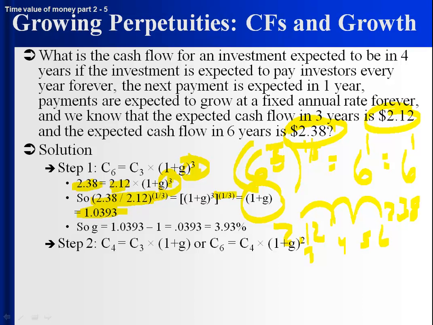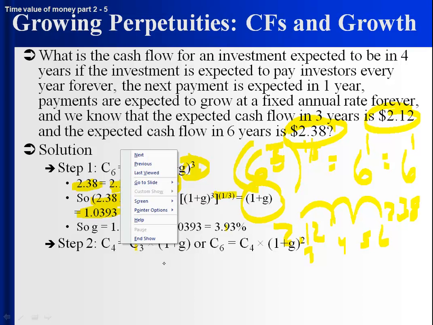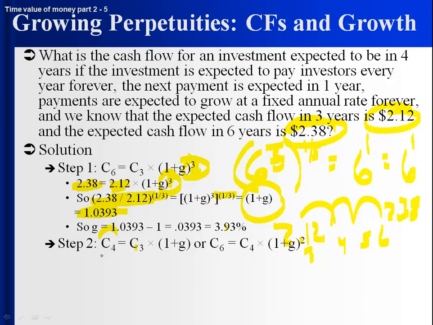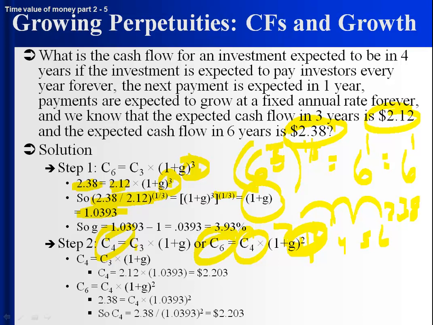So what we want to know is, okay, if we're at 212 and it grows by 3.93%, so that times 1.0393 is equal to what we're trying to find. Or what we're trying to find times 1.0393 squared is equal to 238. And we can see that either approach leads us to the mystery cash flow being $220.30.